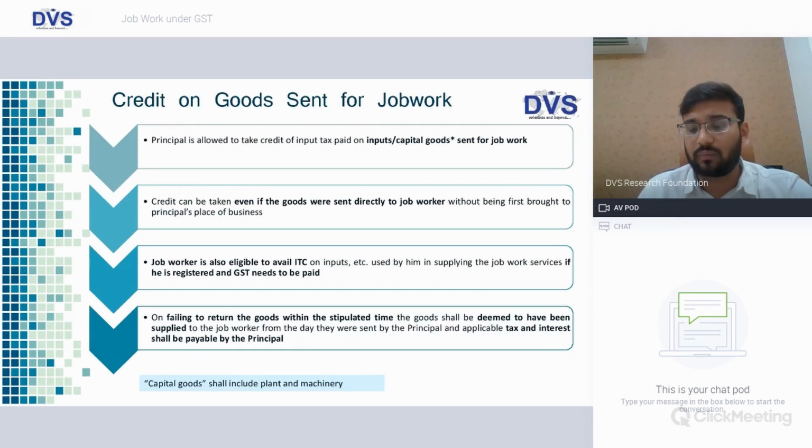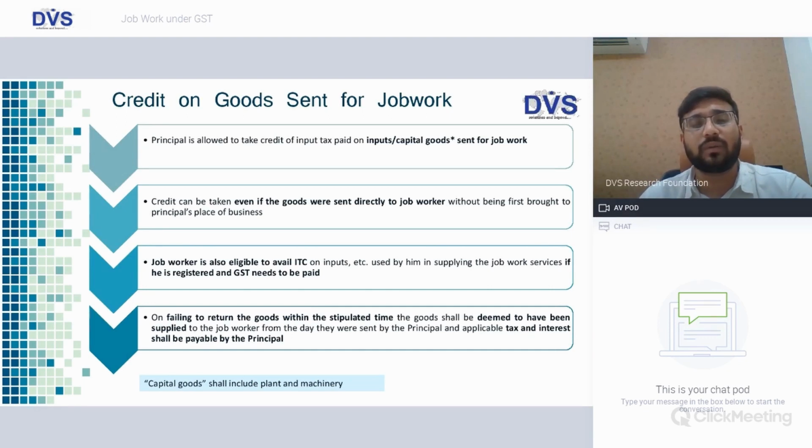Principal is allowed. So whatever goods are being sent, inputs or capital goods, as the case may be, for the purpose of job work, ITC can be availed by a principal. Credit can be taken even if the goods were sent directly to the job worker without being first brought. So as we have seen, from the supplier's premise it goes directly to the job worker's premise. In such a scenario, credit shall be taken.